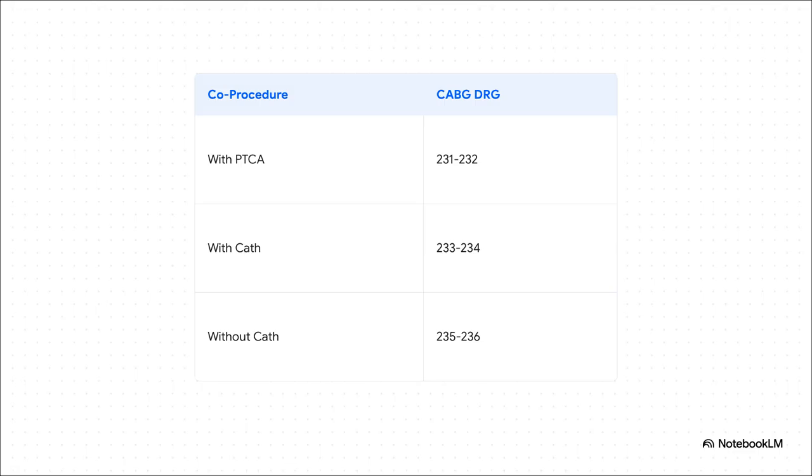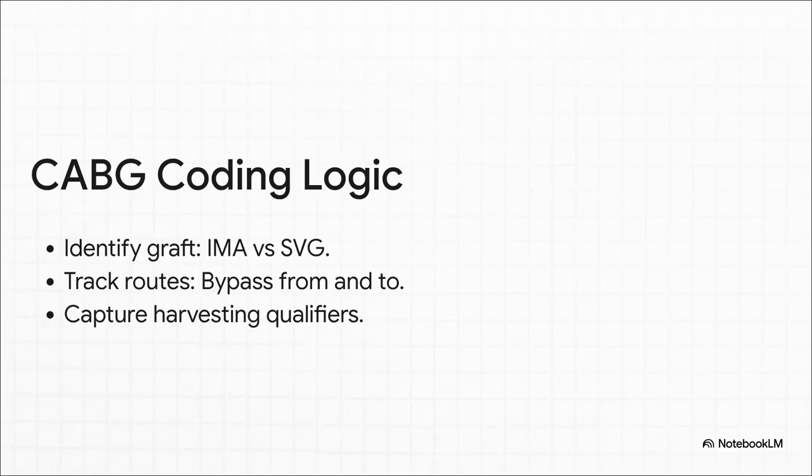Your procedure coding literally has to capture all these moving parts or the whole thing falls apart. So to properly assign those DRGs, the ICD-10-PCS bypass coding logic requires absolute laser-like precision. You can't just slap a CABG code on it and call it a day. No way. You really need to comb through that operative report to qualify if the surgeon used an internal mammary artery, an IMA, or a saphenous vein graft, an SVG. You also have to identify the exact origin and destination points, like was it from the aorta to the coronary artery? And hey, don't forget the qualifiers. If a saphenous vein graft is harvested, you often need an entirely separate additional code just for the excision of that vein. It's all about the details.